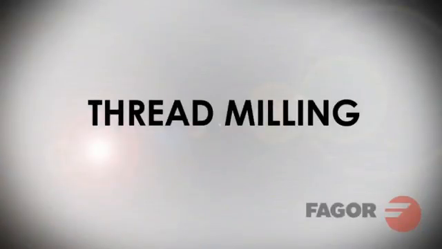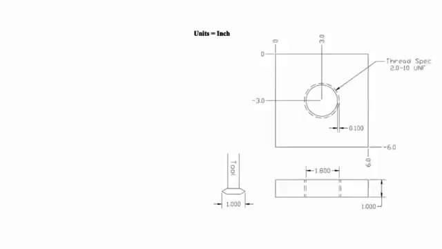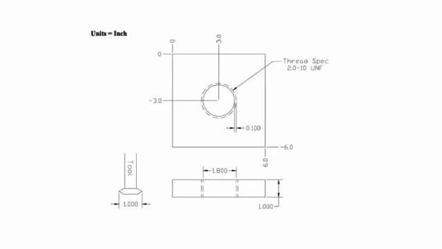In this programming example, we will make an inside thread milling through our workpiece. From our example part print, you will see that we already have a 1.8 minor diameter through hole established, and all that remains is the threads to be completed. In this operation, the CNC will perform a helical cutting path to form the desired threads.